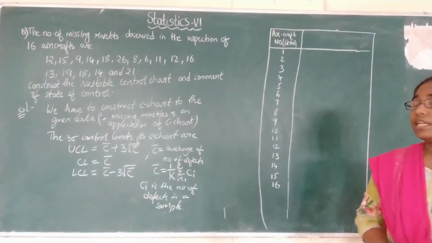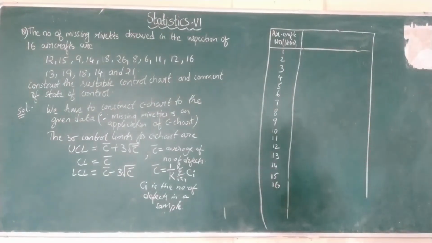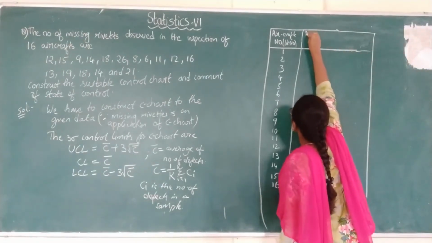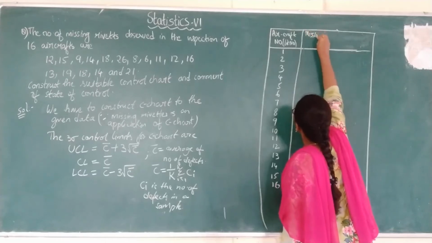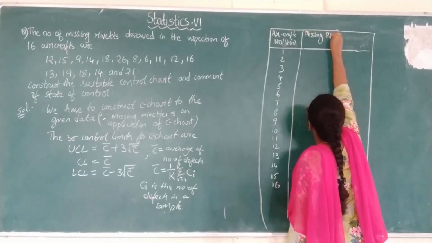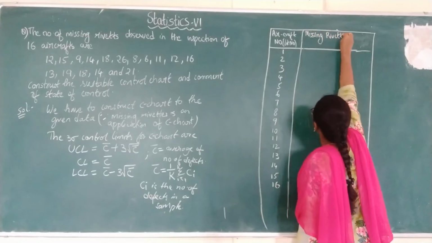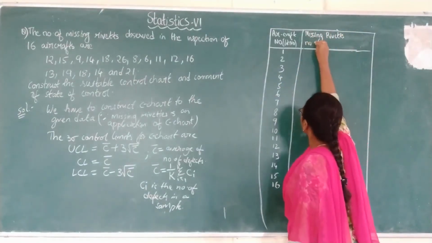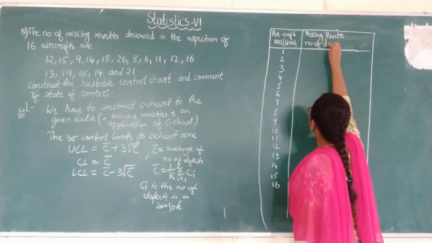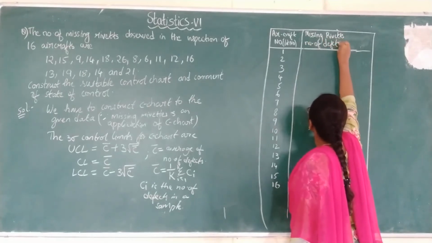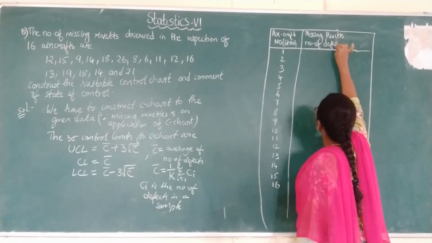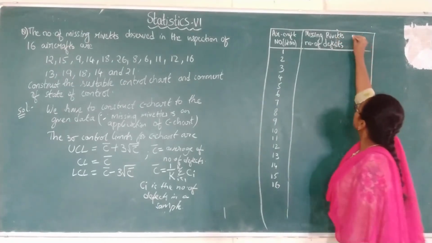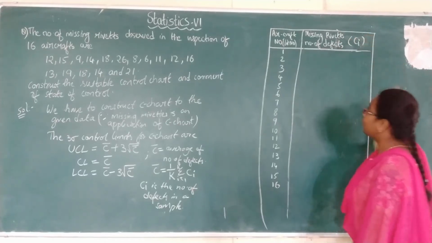Lot sizes. Next you have to write all the given missing rivets. So what are the missing rivets here? Nothing but the number of defects. So write down here the number of defects. Always the number of defects are denoted with Ci's. So write down the Ci value here.